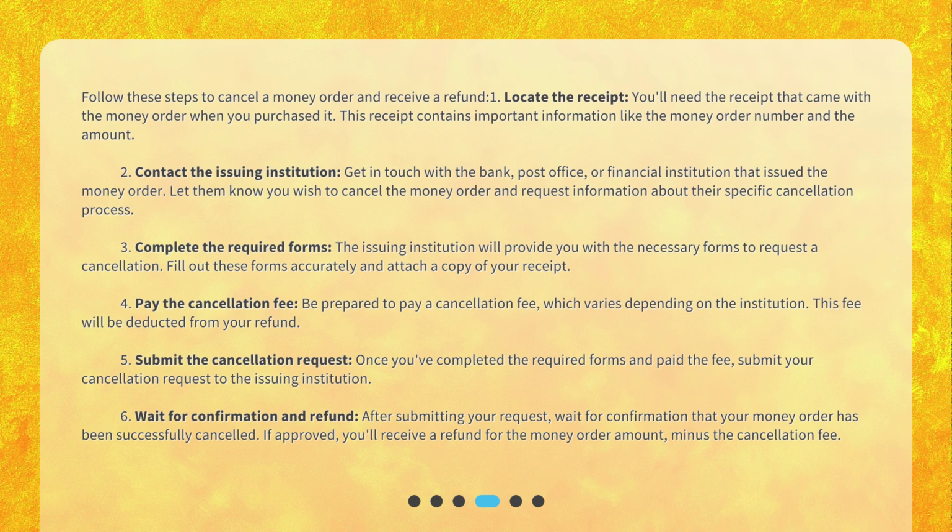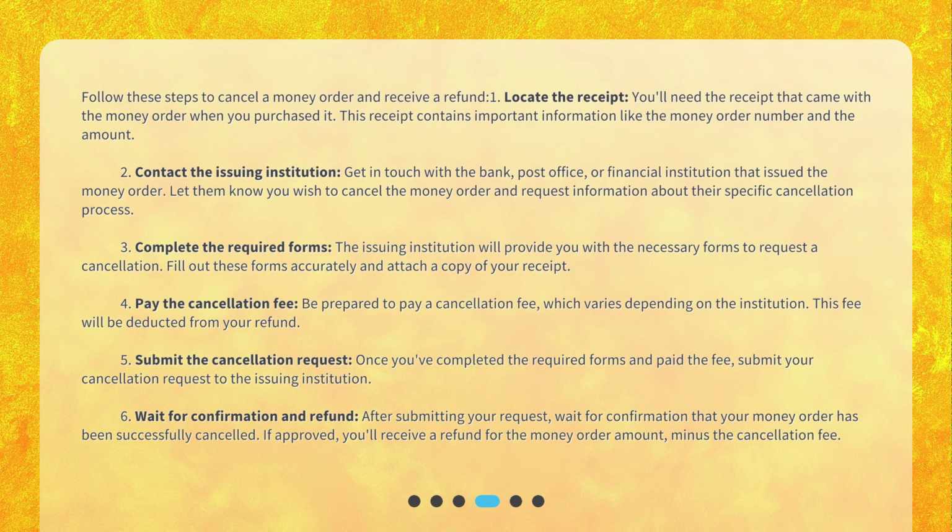3. Complete the required forms. The issuing institution will provide you with the necessary forms to request a cancellation. Fill out these forms accurately and attach a copy of your receipt. 4. Pay the cancellation fee. Be prepared to pay a cancellation fee, which varies depending on the institution. This fee will be deducted from your refund.